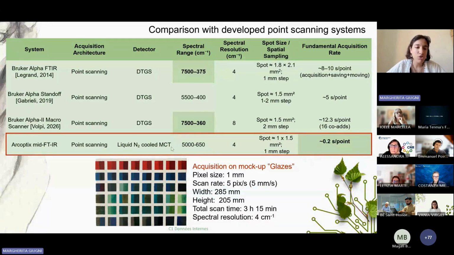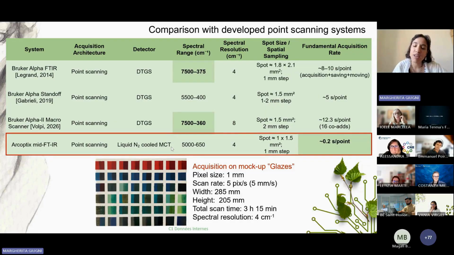It provides a spectral coverage that is sufficient for our purposes. A competitive spatial sampling, because it's 1 millimeter of step, but most importantly, a scan rate of 1 or 2 orders of magnitude faster than the previously developed system that employed a thermal detector. So it is competitive with imaging systems also if we look at spectral quality, signal to noise ratio, and affordability. It's much less expensive than an FPA.